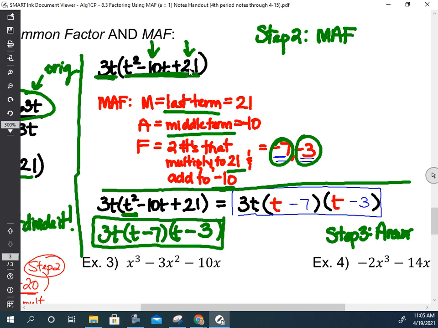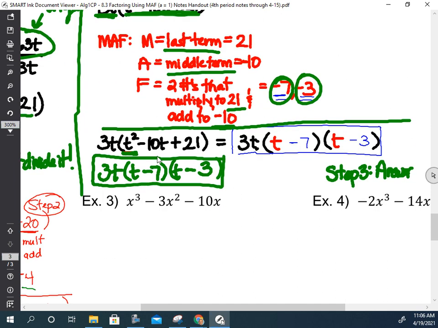M is the last term, 21. A, the middle term, negative 10. F is two numbers that multiply to 21 and add to negative 10, which is negative 7 and negative 3. So those are your two magic numbers. Step 3, you can write your answer. The 3t that you took out at the start of the problem comes down. Open your parentheses. T squared is t times t. Negative 7 goes in one parentheses, negative 3 goes in the other. So that ends up making your final answer.